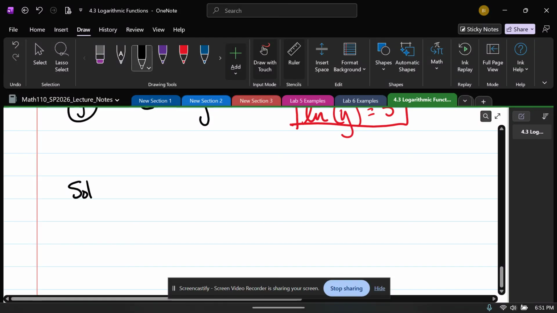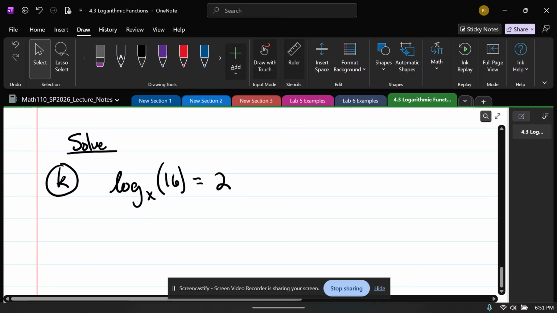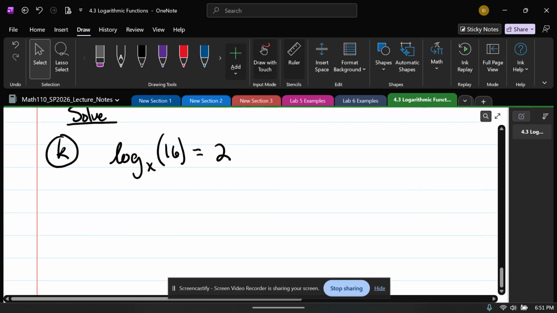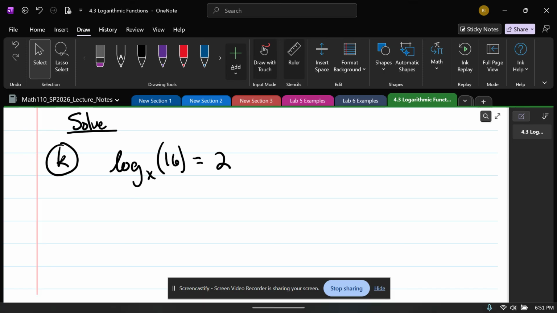So we're going to solve. Example K. Log base x of 16 equals 2. So we have a logarithmic equation. I don't really know how to solve logarithmic equations, but I did solve some exponential equations a little bit ago. So maybe I could rewrite it as an exponential and be able to solve it. So let's try that. How would I rewrite this as an exponential?